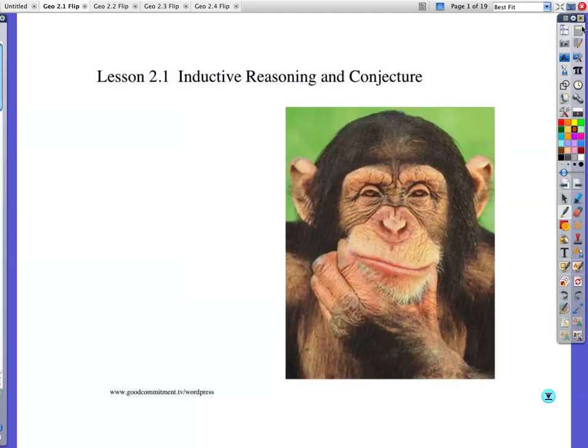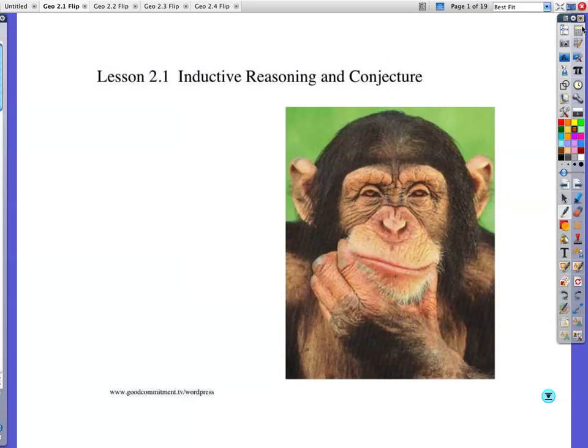Okay, this is lesson 2.1, inductive reasoning and conjecture. Just a quick note on chapter 2: this is all leading up to making arguments. If you want to argue with your parents, pay attention to this chapter. If you want to become a lawyer or have good debate skills, these are basic techniques that will help you lead into making arguments.